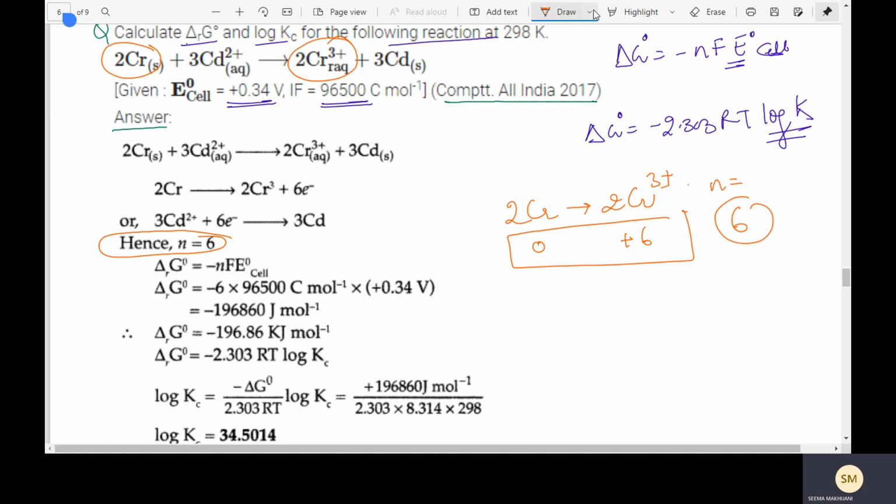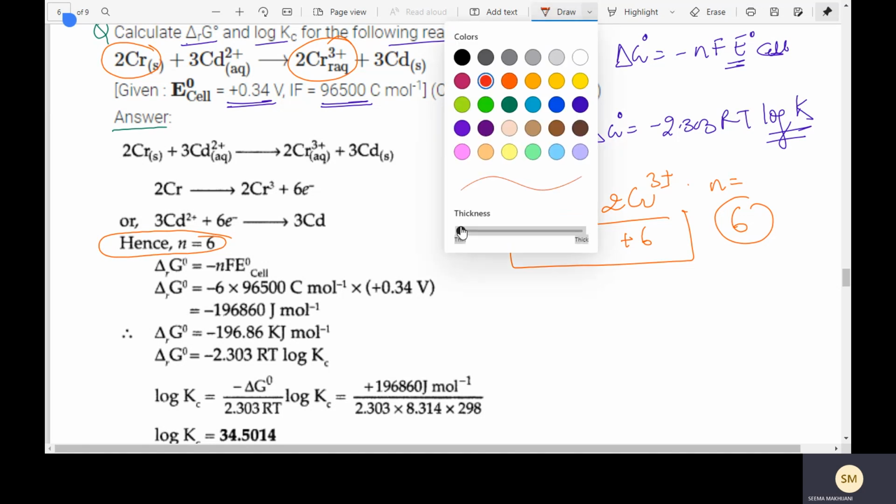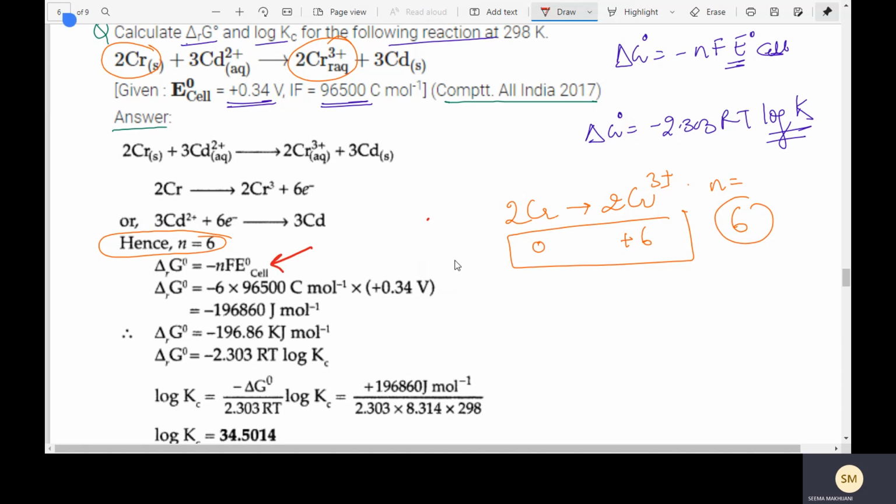So moving further, we have, okay, this is your delta G naught is equal to nF E naught cell. The value of n, 6, I just explained. Faraday is here, and this is your E naught cell given in the question. So your delta G naught can be calculated. Please remember this is in joules per mole. If you want to convert it into kilojoules per mole, you need to divide it by 1000 and you will end up in kilojoules per mole.